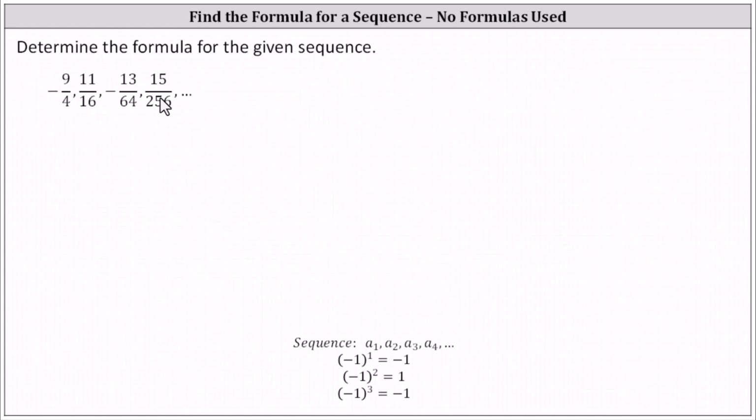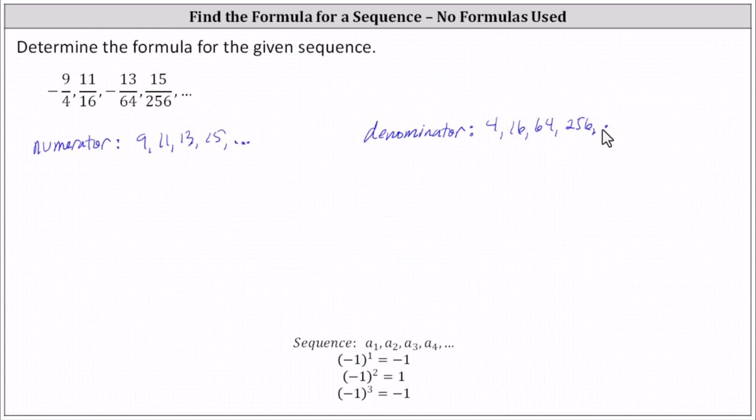So what we'll do is analyze the non-alternating sequence, find the correct formulas, and then we'll adjust that formula so that it alternates sign using either -1 to the power of n or -1 to the power of n plus 1. Let's first consider the sequence of the numerator without the alternating signs. We have 9, 11, 13, 15, and so on. And for the denominator, we have 4, 16, 64, 256, and so on.